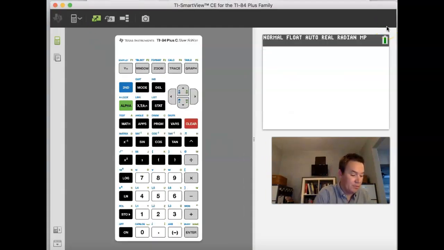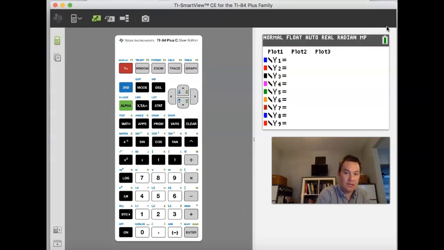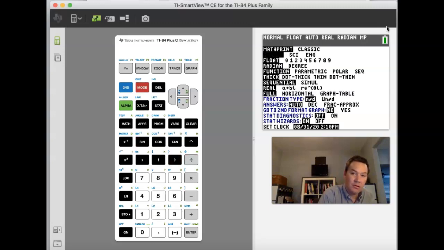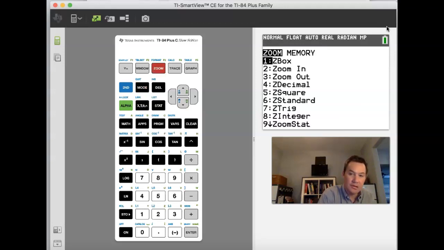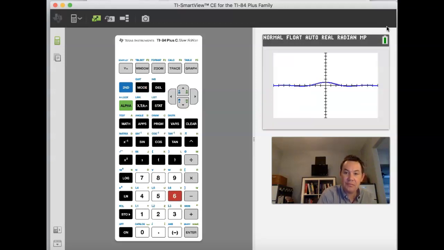All right, apologies. So we're going to go to y equals, and in this menu, we're going to plug in our function, sine x over x. I'm going to go to mode and just make sure I'm in radian, which I am. And then I'm going to do zoom 6. Cool.